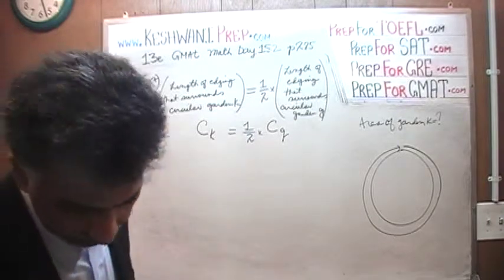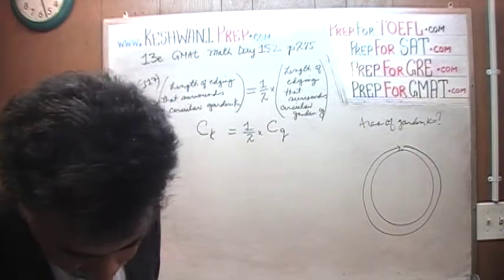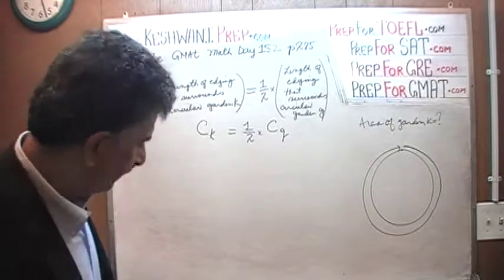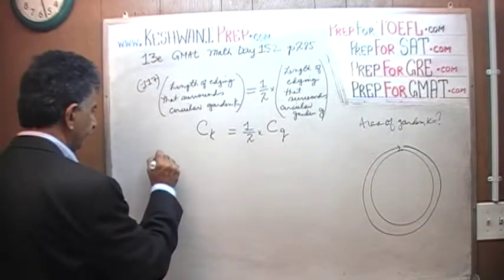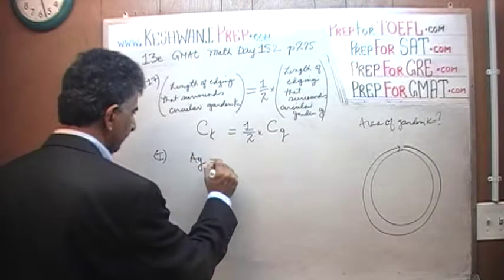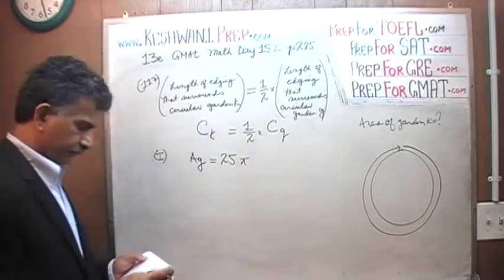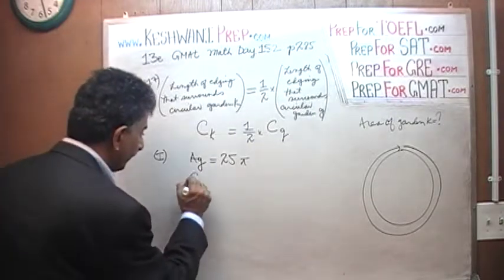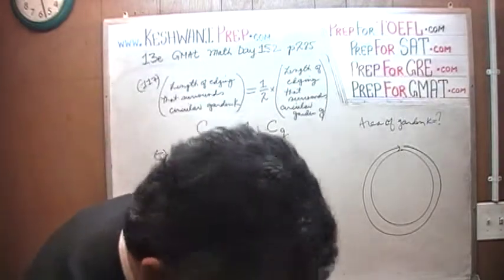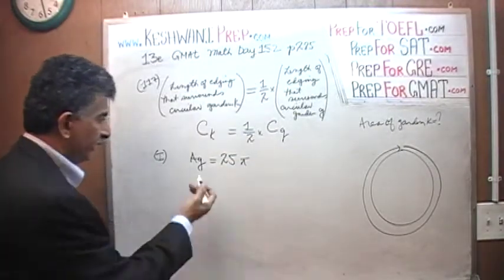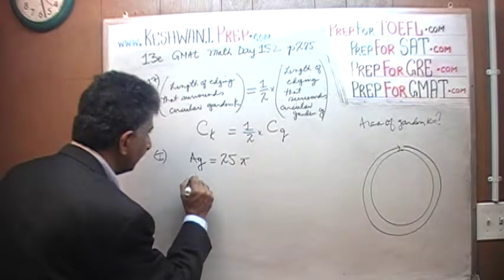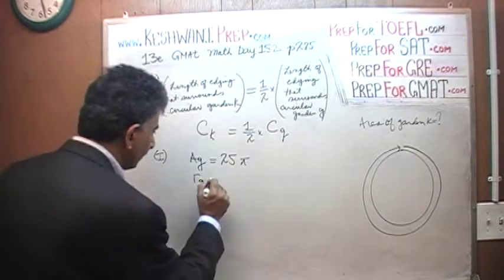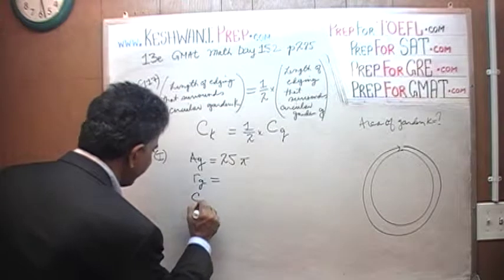Let's see what they tell us in the first statement. They tell us that the area of garden G is 25 pi. Well, if we know the area of any circle, we can figure out its radius. We can figure out the radius of garden G, and if we know the radius of garden G, we can figure out the circumference of garden G.